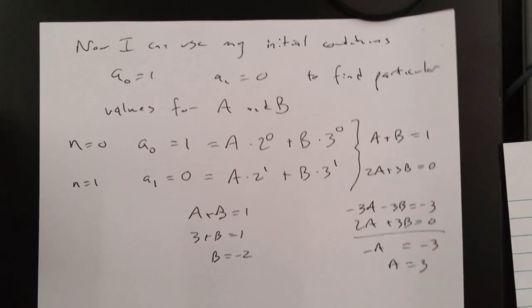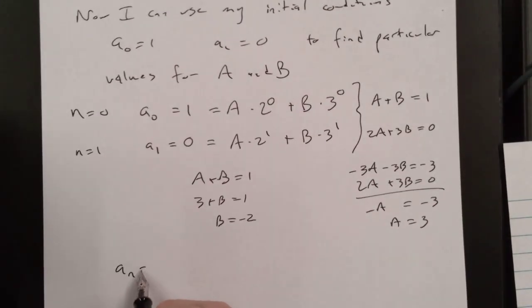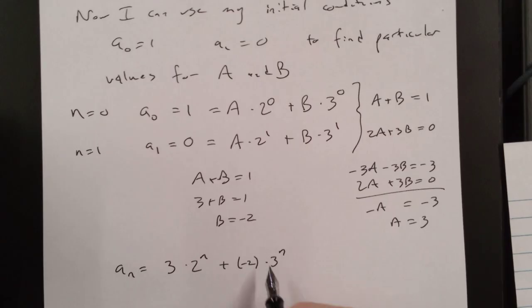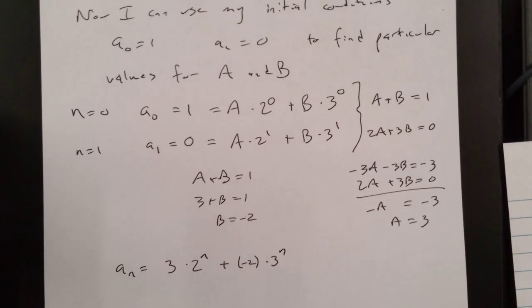And that means that AN is 3 times 2 to the n plus -2 times 3 to the n. A, 2 to the n; B, 3 to the n. I found an explicit solution. I don't have to work this recursively anymore. You want A37, plug in 37, you're done. You want A112, plug in 112, you're done. You don't have to build all 111 that went in front of that. That's good because that would take a long time.